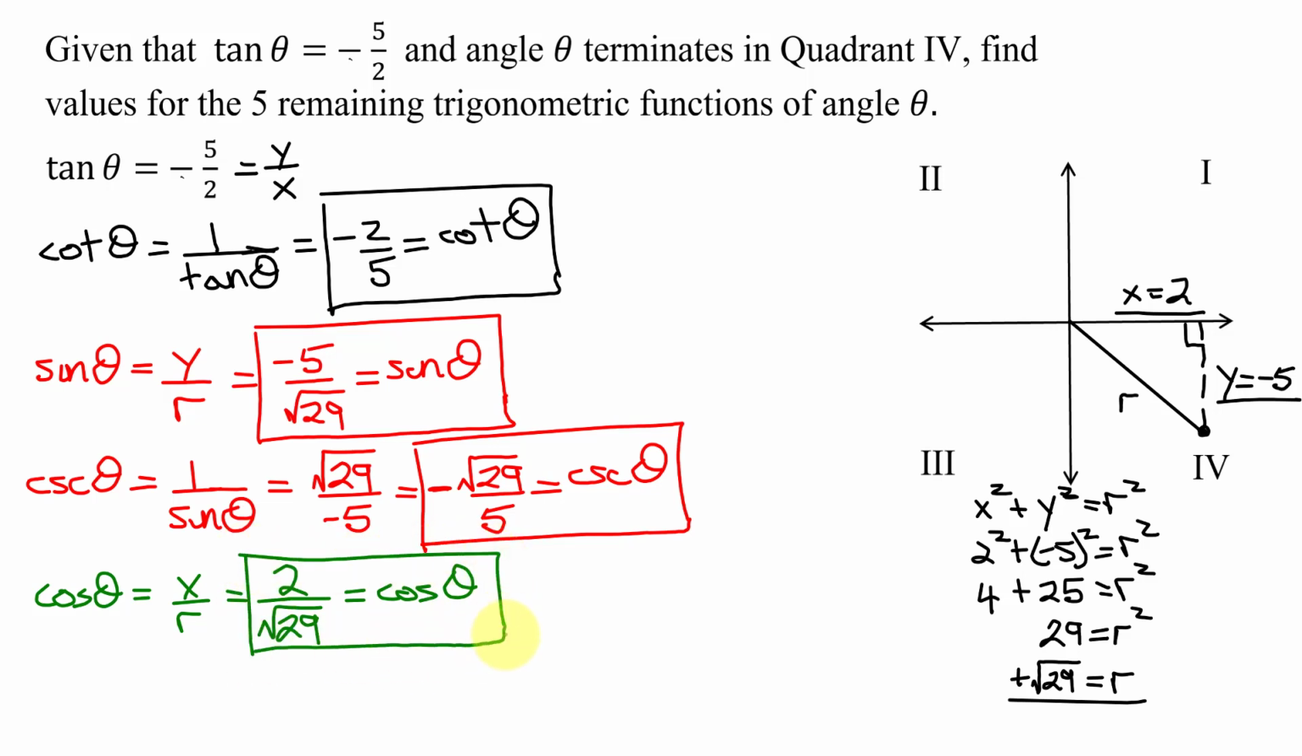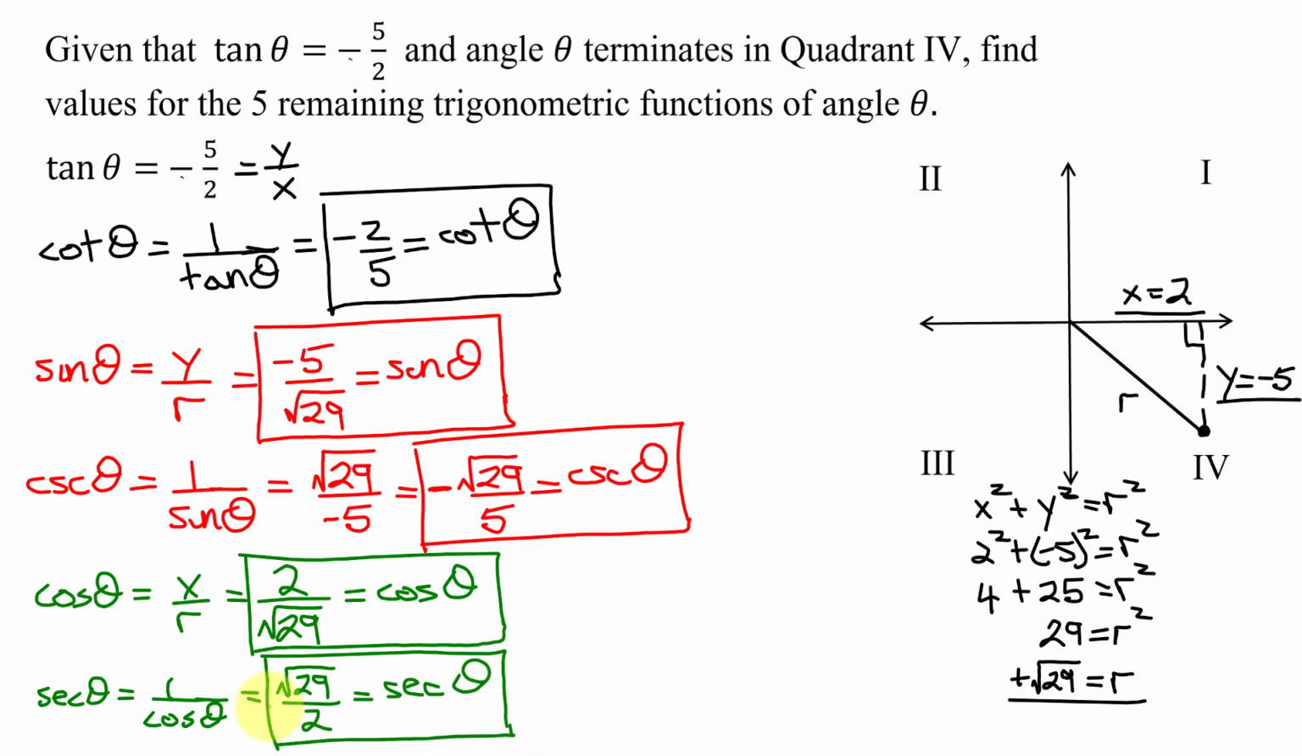And finally, the reciprocal of the cosine function is the secant of theta, because that is 1 divided by the cosine of theta. So the reciprocal of the cosine function is the square root of 29 divided by 2. So that is the secant of theta. So I have found 1, 2, 3, 4, the 5 remaining trig functions I needed to find.